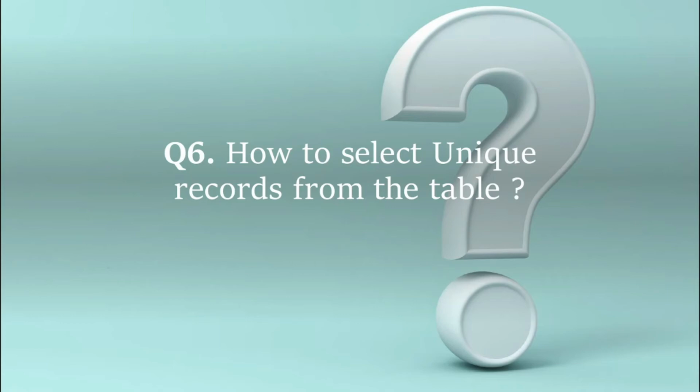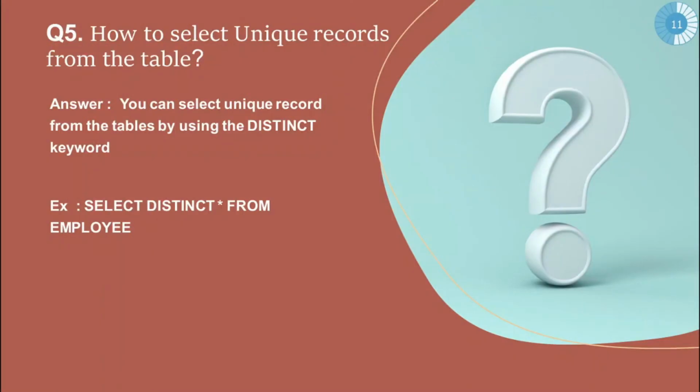Okay friends, I think now you got the answer. We have the distinct clause. You can select unique records from the table by using the distinct keyword. So what is the syntax? Select distinct star from employee. If we want to get all the distinct rows from the employee table, we use this syntax. If you put a column, it will give distinct values for that column. In place of a star, you can put a column name also. You can put multiple column names, and it will be unique. If there is a duplicate, it will show only one at a time. So this is very important, the distinct clause.